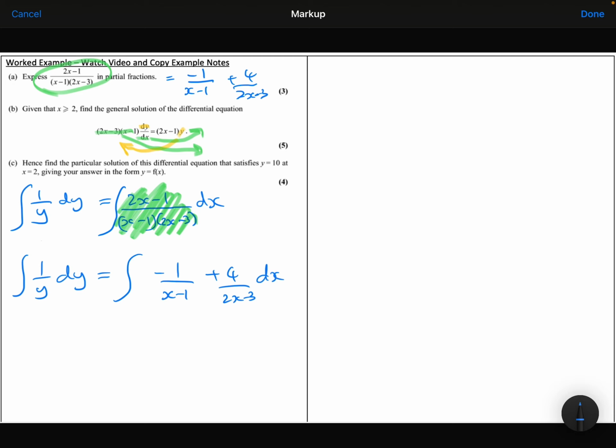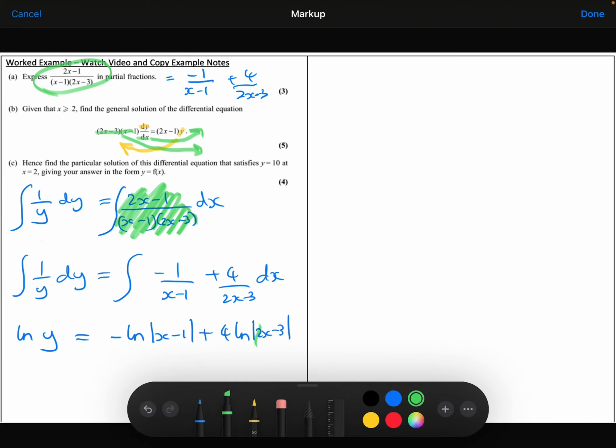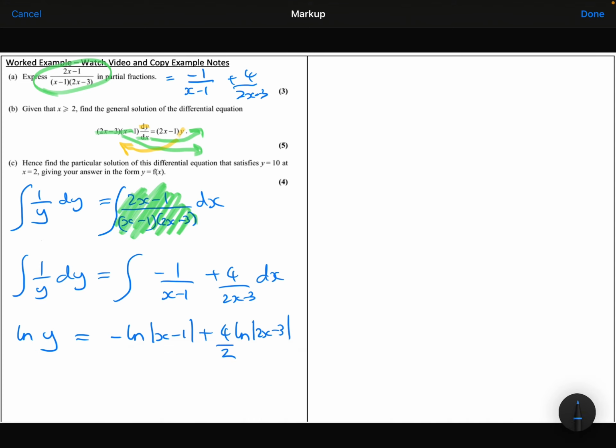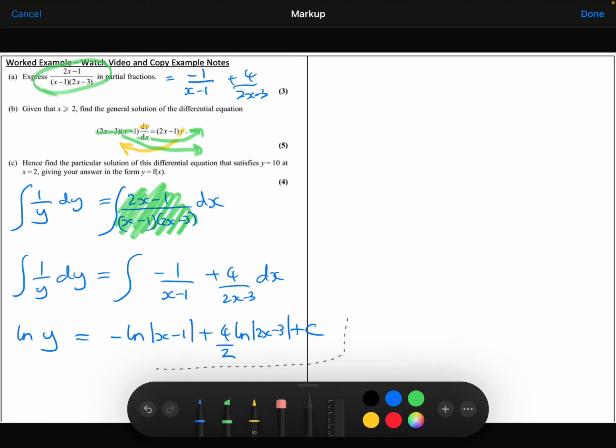Right, let's integrate. So the left-hand side, 1 over y is going to integrate to be ln y. On the right-hand side, I've got minus 1 over x minus 1. So that's going to integrate to be minus ln(x minus 1). Then I've got the 4 lots of ln(2x minus 3), but I need to remember to divide by 2 because of the reverse chain rule. And I shouldn't forget to include my plus c as well.